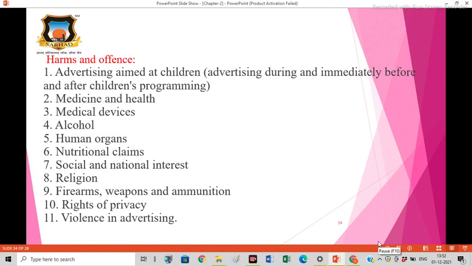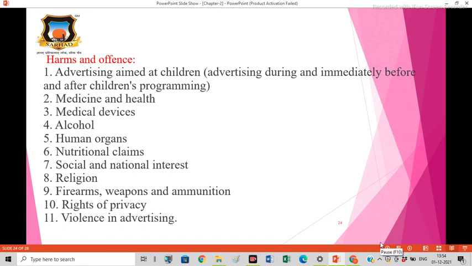Under the Cable Television Networks Rules 1994, the Advertising Code of Doordarshan and All India Radio and the norms for journalist conduct issued by the Press Council of India, advertisements based on religion or hurting religious sentiments are not allowed. Also, such advertisements may be punishable under the Indian Penal Code, 1860.